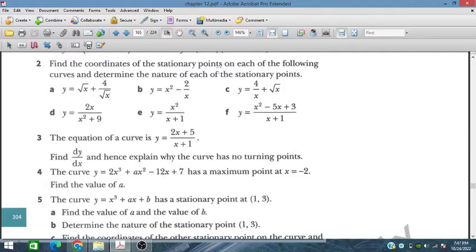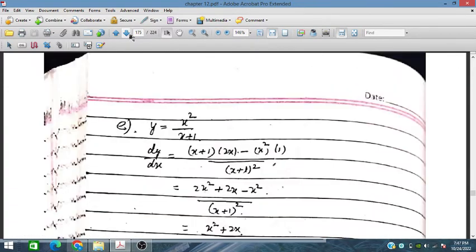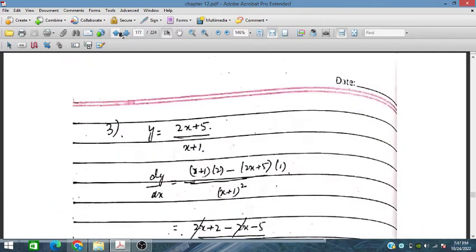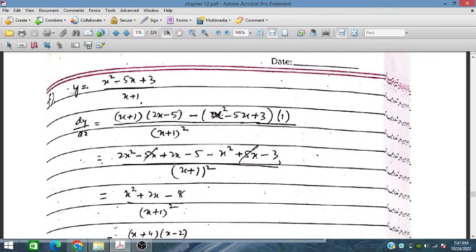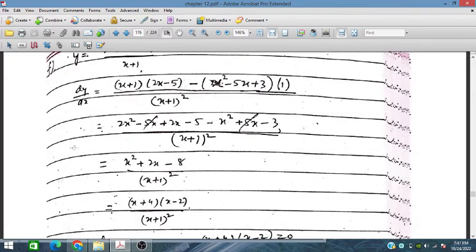Find the coordinates of the stationary point on each of the following curves and determine the nature of each of the stationary points. So let's solve this 2f part first. This is y, and we have to find the stationary point. So this is u and this is v. So for uv, we have to find these values, and dy by dx is equal to 0.